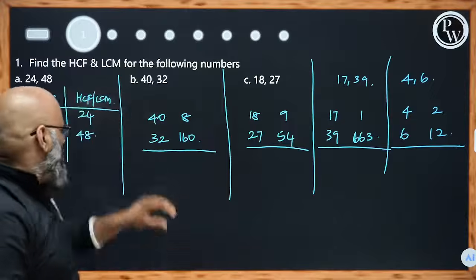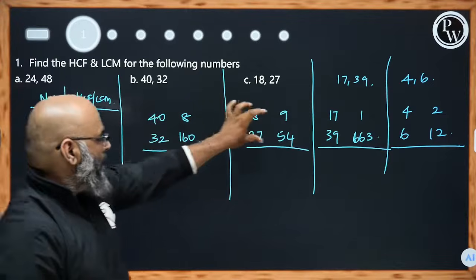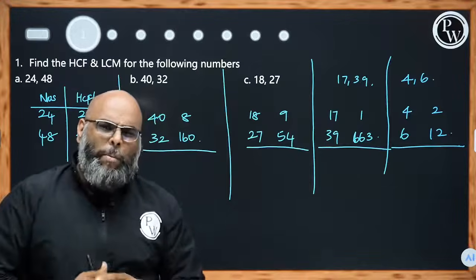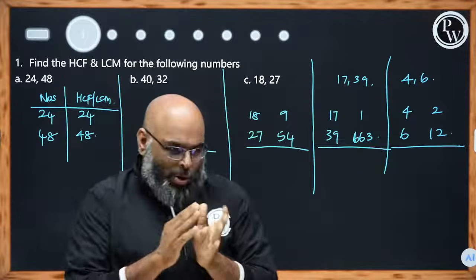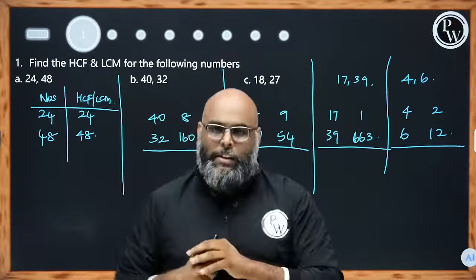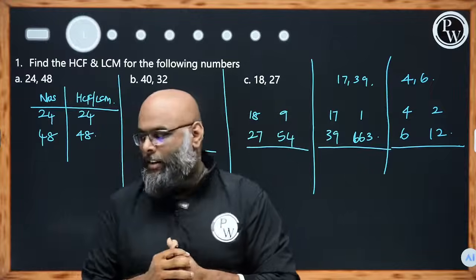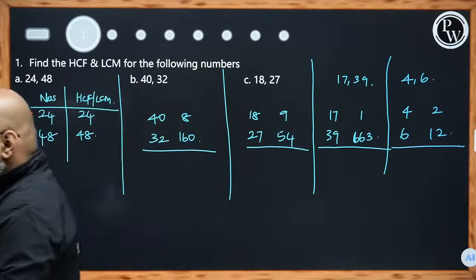Now I've written the two numbers. I've also written the HCF and LCM. I'll give you a minute or two and I want you to spot if there is a connection between the two numbers and the HCF and LCM. See if there is anything that you can connect. Have a deep look at it.